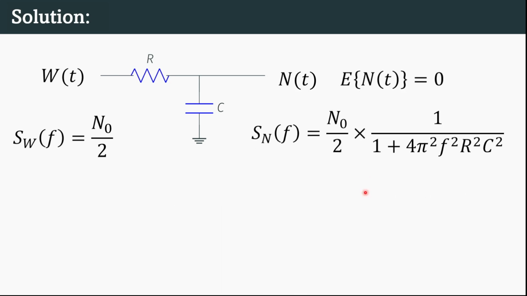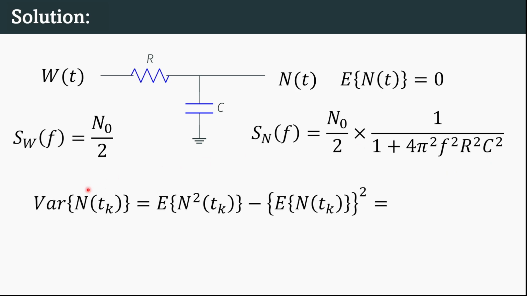Yes, so we got the power spectral density to be N naught by 2 times 1 by 1 plus 4 pi square f square R square C square, and now we have to evaluate the variance of n of tk. So n of tk is a random variable. By using the regular definition of the variance, we get variance of n of tk to be expectation of n square of tk minus expectation of n of tk whole square.